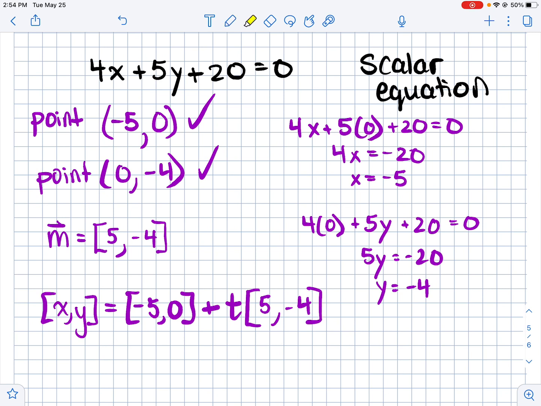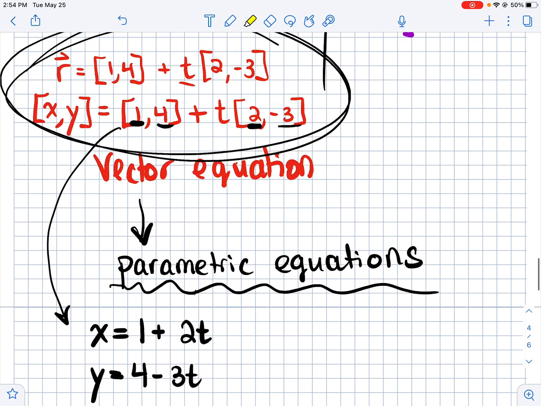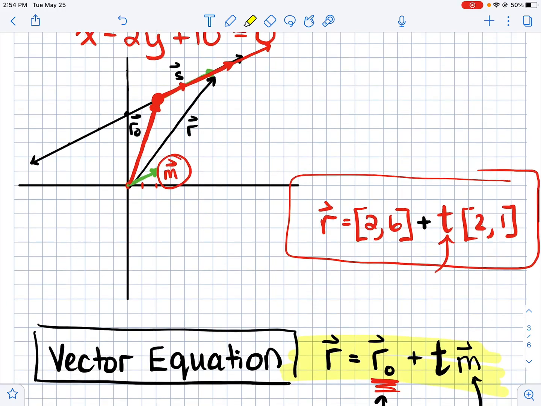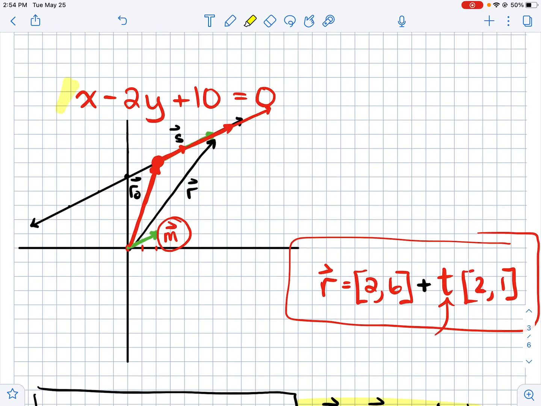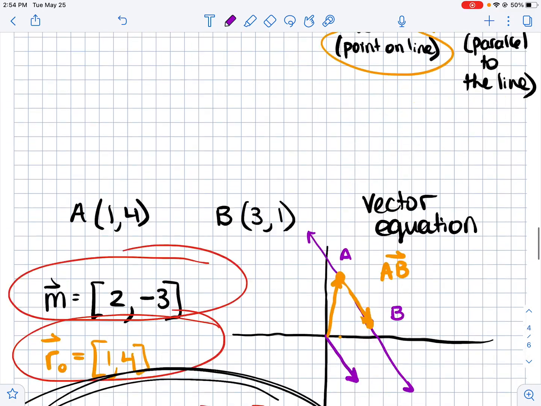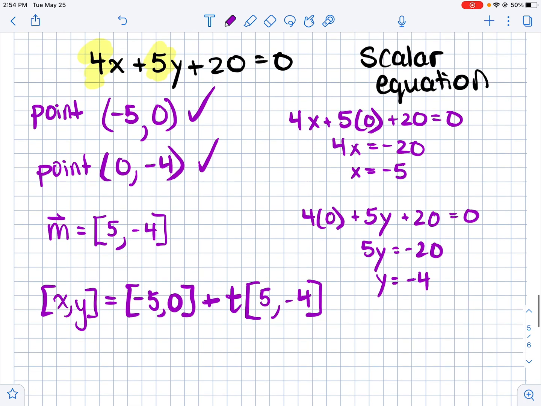Do you guys notice that there's a connection between those coefficients? 4, 5, 5, negative 4. Let's see if that happened in my other example. In my other example, I had coefficients of 1 and negative 2, and my vector was (2, 1). Interesting. Okay, and I could find the parametric equations of that if I wanted to as well, but I'm not going to.